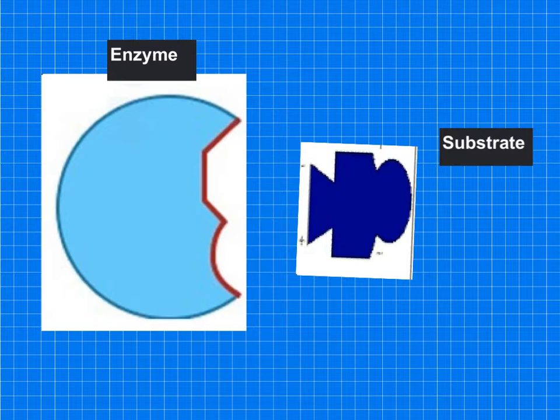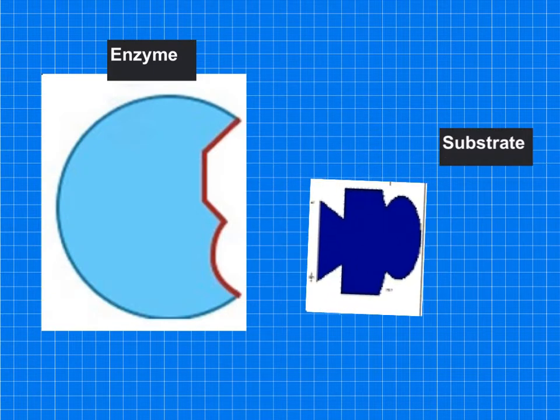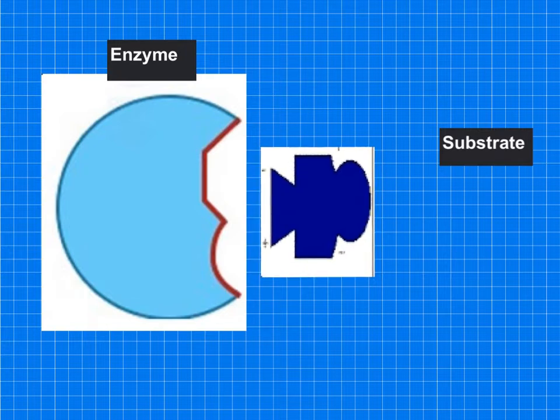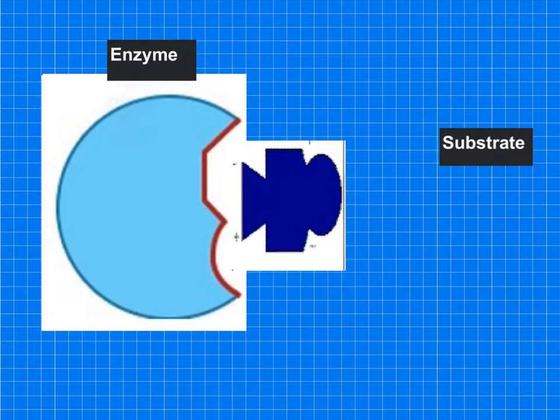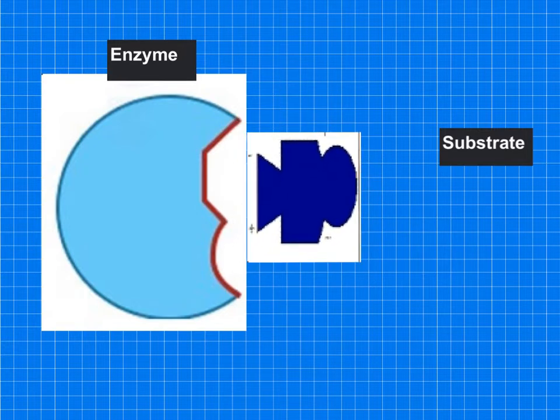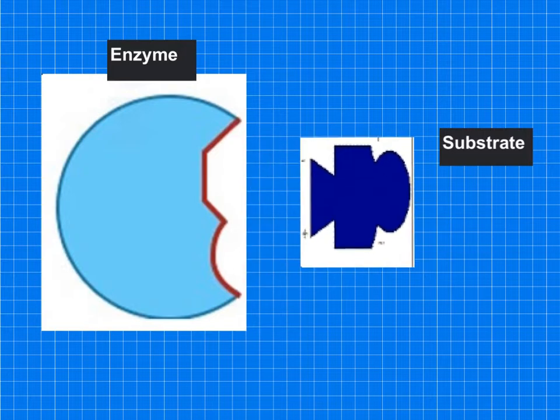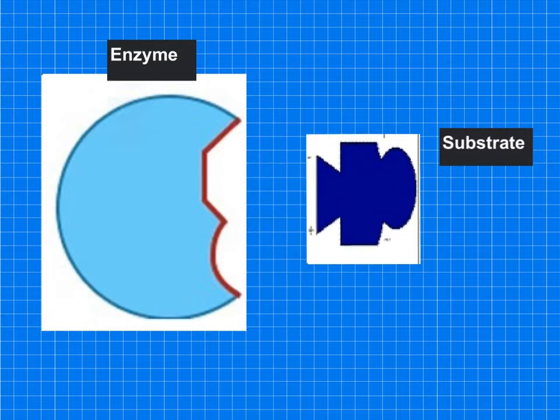Now, as I said before, enzymes are specific. What I mean by specific is they're specific to one substrate. And in this example here, I've got another type of substrate, and as you can see, as it comes close to the active site, it's not a similar shape. It won't fit into that active site. So if it won't fit, then no reaction will take place.